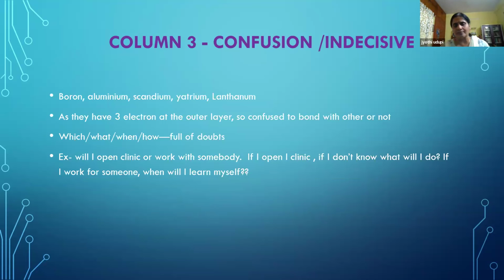Column 3 is confusion. Okay, because you are asking me to open a clinic, if you support me, I will plan. But I have this confusion. Column 3 remedies are born to lanthanum. As they have 3 electrons at the outer layer, they are confused whether to bond with others or not. Should I bond or not? So what they have is which clinic to open, what, when, how. They're full of doubts.